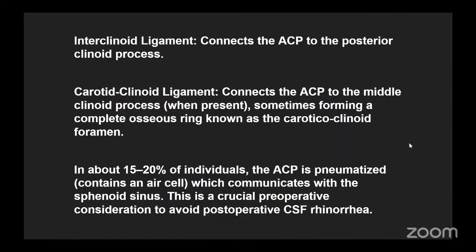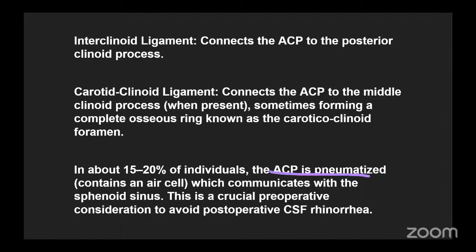We move to the next slide again. Sometimes there is a complete osseous ring, which is the caroticoclinoid foramen. I mentioned that previously. Okay, for a surgeon, for us, what is most important on the pre-op CT? We need to see if the anterior clinoidal process is pneumatized. Why is it so important? Even though the answer is written below in the last two lines of the slide. Can someone take a bet? Why is it important for us to know if the anterior clinoidal process is pneumatized preoperatively?